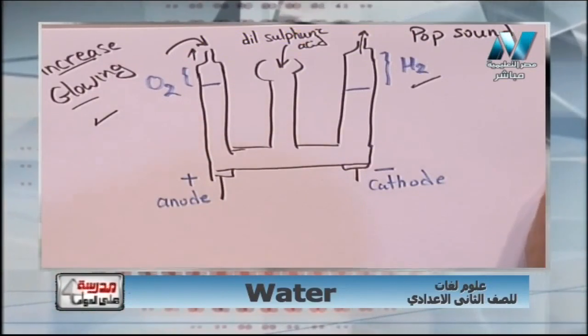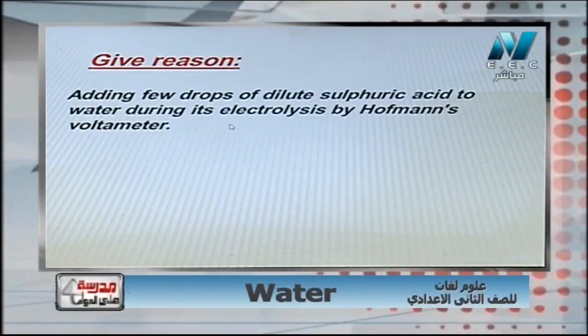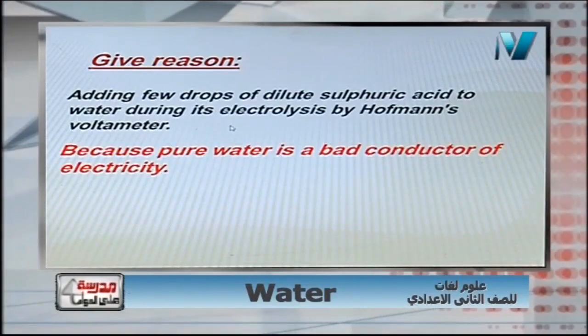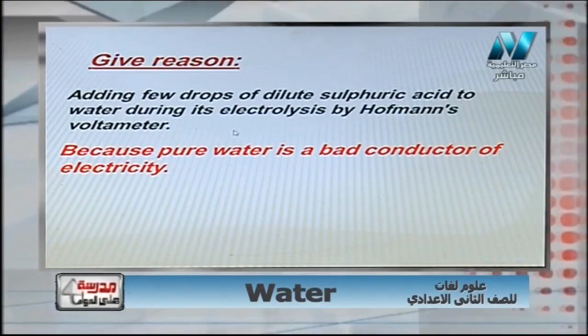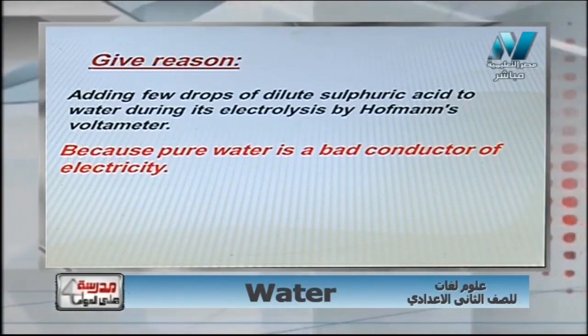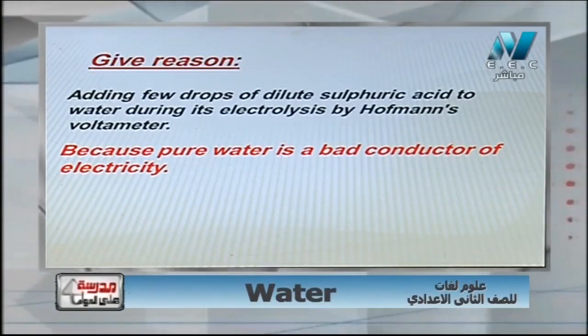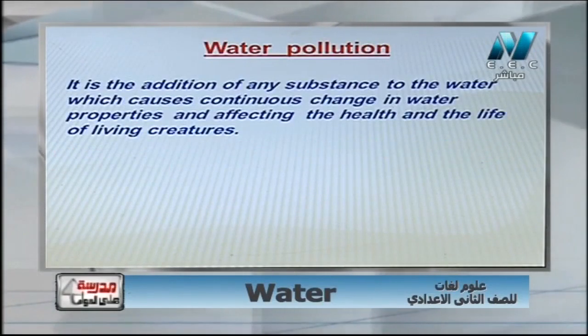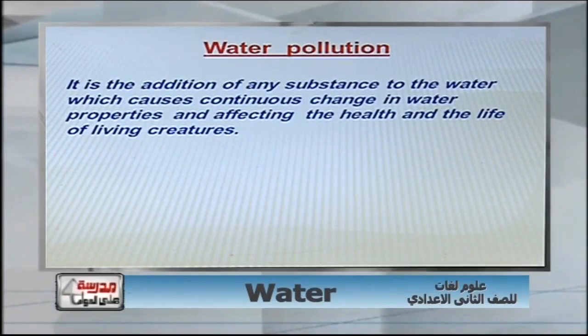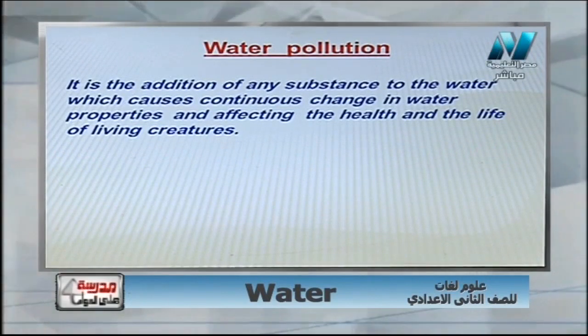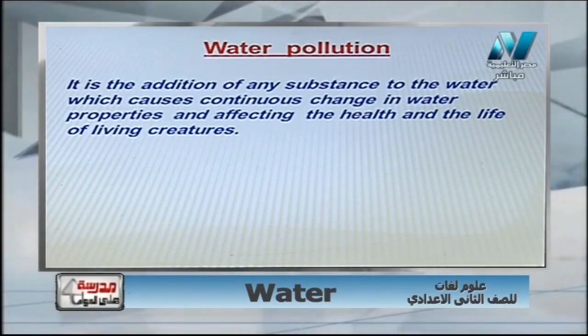Next, give reason for adding a few drops of dilute sulfuric acid to water during electrolysis. We said before why? Because pure water is a bad conductor of electricity. Okay, now we are going to have another definition. Now we are going to discuss water pollution.